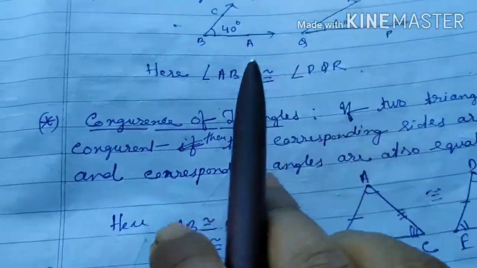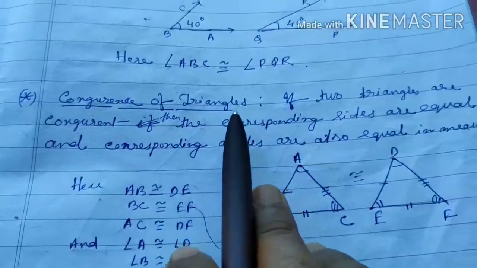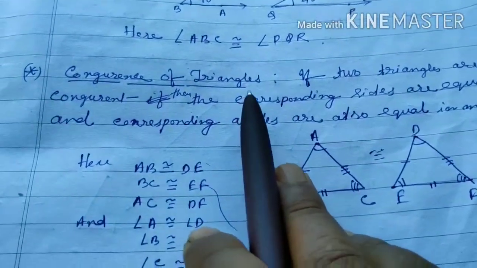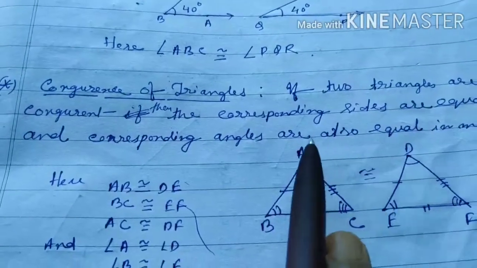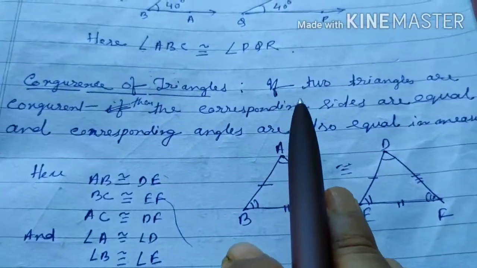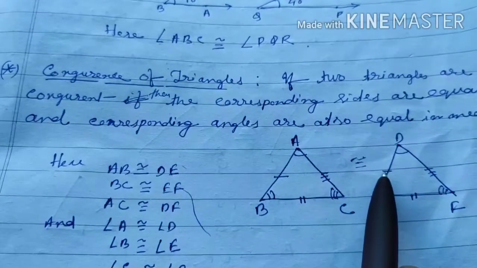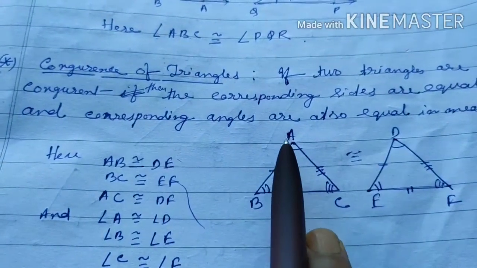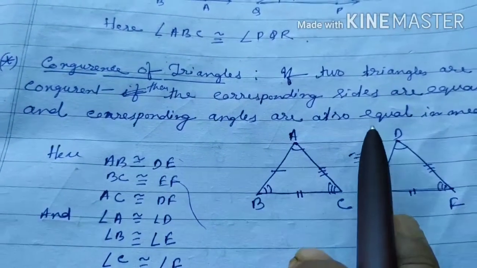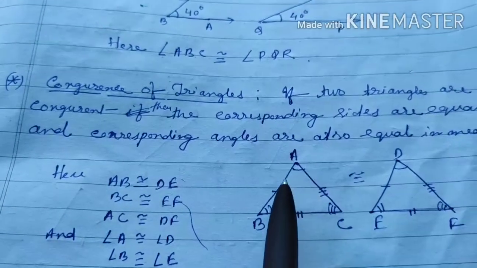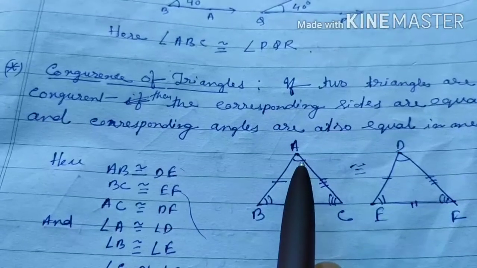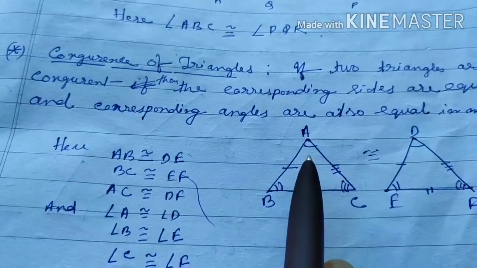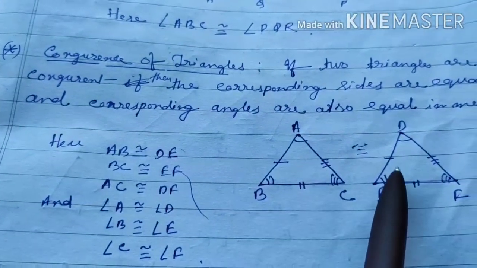Okay. And then the next is the congruence of triangles. We will see the conditions for congruence of triangles. If the two triangles ABC and DEF are congruent, then their corresponding sides are equal as well as the corresponding angles are also equal in measure.